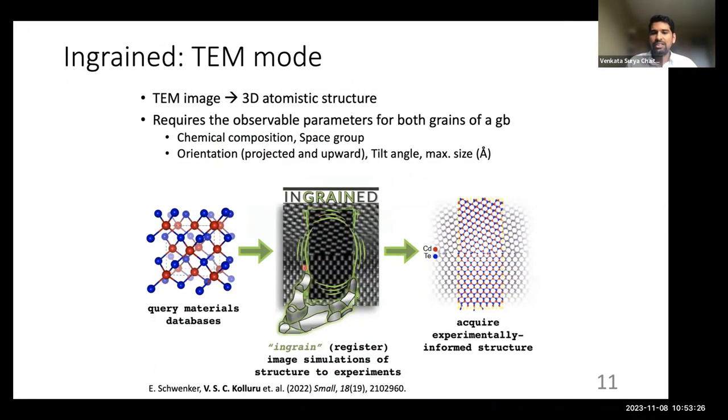So once we provide this information to the Ingrained software, it pulls the relevant structures from the Materials Project database corresponding to both the grains, and then it will fuse them to create a bicrystal structure. And then it creates a simulated TEM image from this bicrystal structure, and that simulated TEM image is optimized so that it matches well with the underlying experimental TEM image, similar to what we did in the STM.